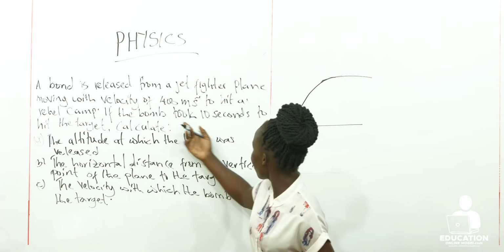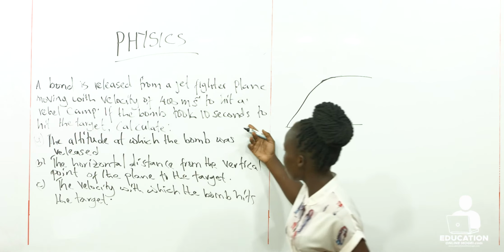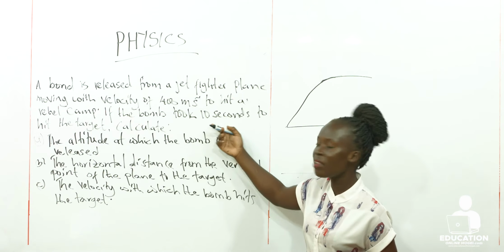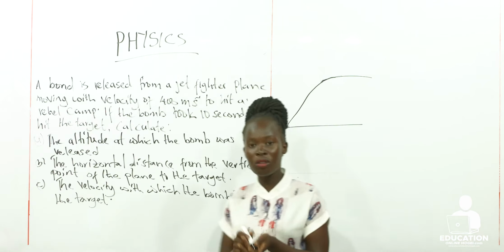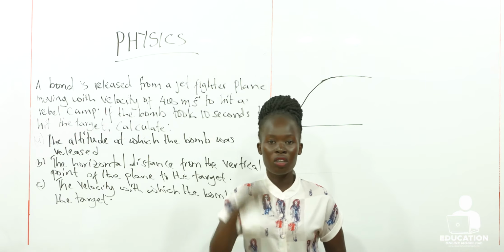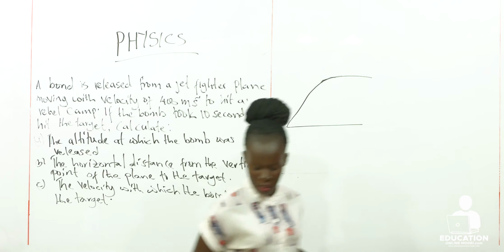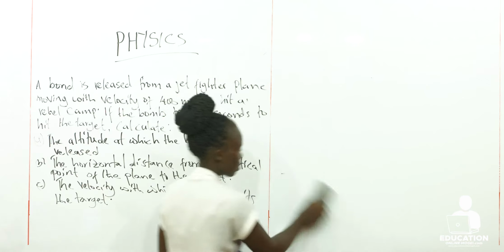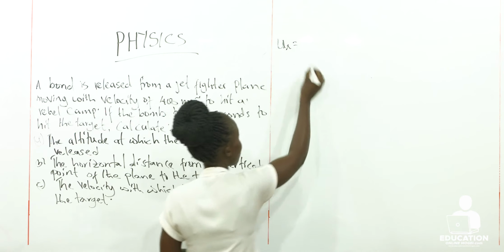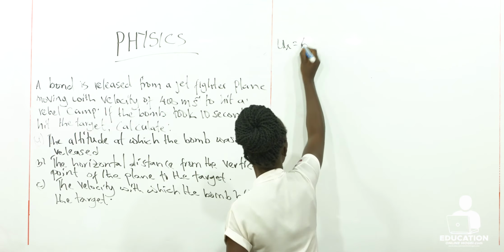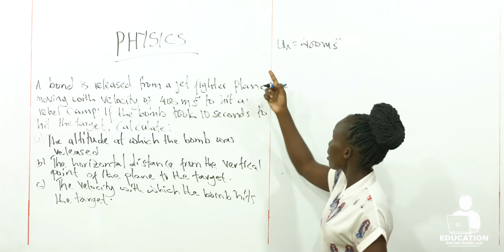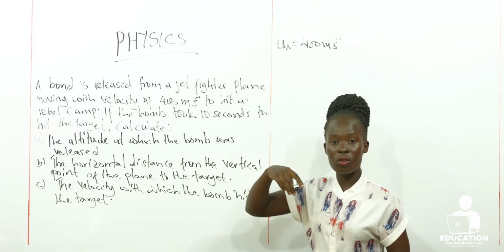So what else have they given us? We have the time to hit a target camp. If the bomb took 10 seconds, so we have the timing for the bomb to leave the plane and then drop down. So it took the bomb 10 seconds, meaning that we have our ux, which is equals to 400 meters per second. So this ux is the initial velocity for the horizontal motion.